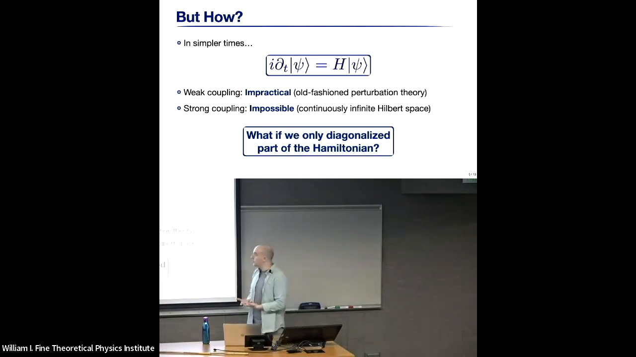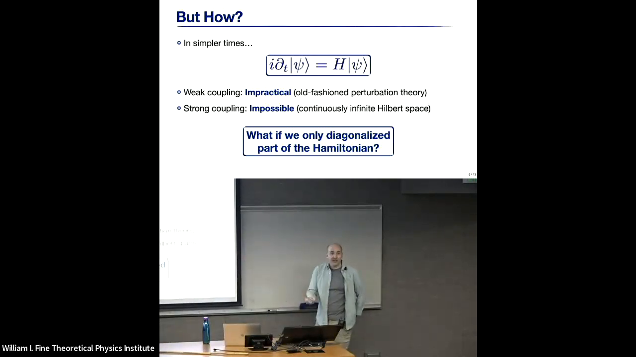But of course, the moment you take a QFT class, you're immediately told, forget all about Hamiltonians, we're never going to talk about that ever again. And the reason is very simple. At weak coupling, diagonalizing the Hamiltonian is incredibly impractical. If you even take a free massive theory and shift the mass, you have to resum an infinite set of contributions. And just doing old-fashioned perturbation theory is very impractical.